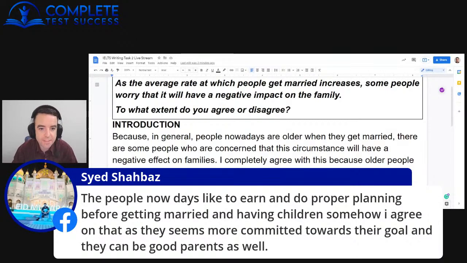Saeed, the people nowadays like to earn and do proper planning before getting married and having children somehow. I agree on that, as they seem more committed towards their goal and they can be good parents as well. So this is an introduction, as far as I can tell, Saeed. It's not all that clear because you haven't paraphrased every part of the question. And I'm not sure what their goal is. That's also unclear. Is their goal their career? Is their goal their family? Is it something else?